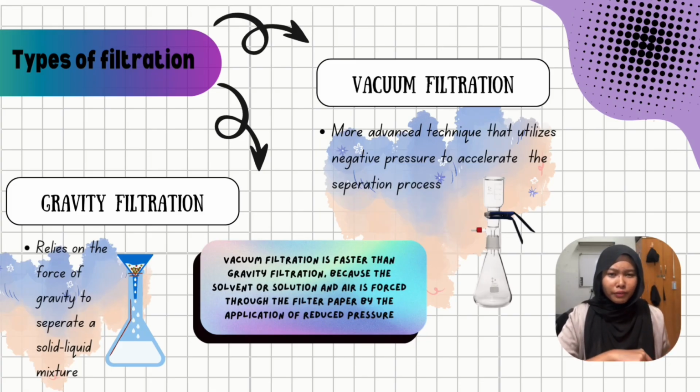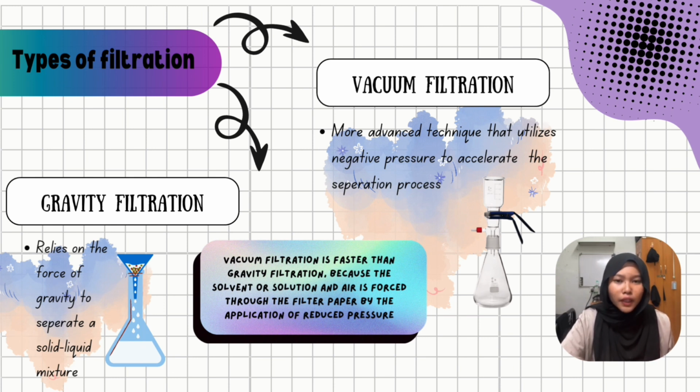I'm going to talk about types of filtration. So actually there are two types of filtration, which are gravity filtration and vacuum filtration. Gravity filtration is a simple and widely used method that relies on the force of gravity to separate the solid and liquid mixture. It involves pouring the mixture into a funnel containing filter paper or other porous material. The liquid passes through the filter, leaving behind the solid particles, which are retained on the filter medium.